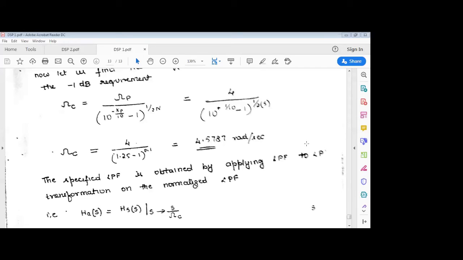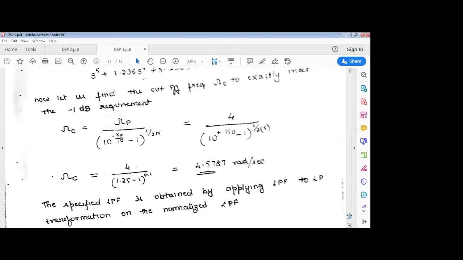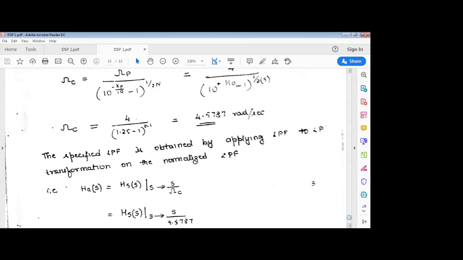So to calculate my omega c, we have a simple formula, omega p divided by 10 raised to the power of minus Kp by 10, minus 1, to the power of 1 by 2n. So the omega c value is 4.5787 radians per second. That is the cutoff frequency omega c, which is exactly with respect to the passband requirement.